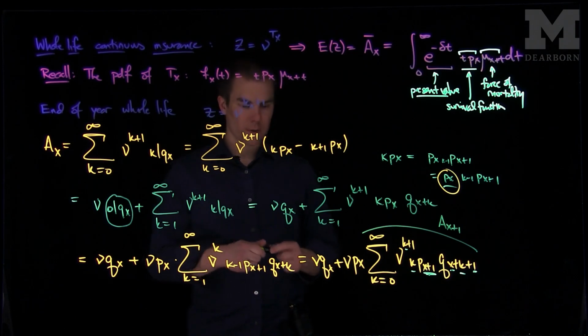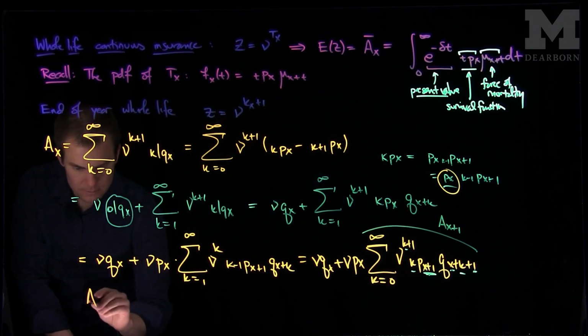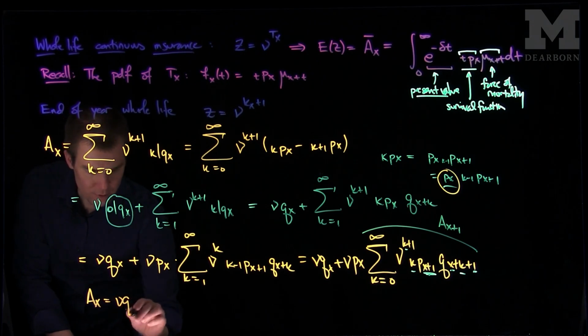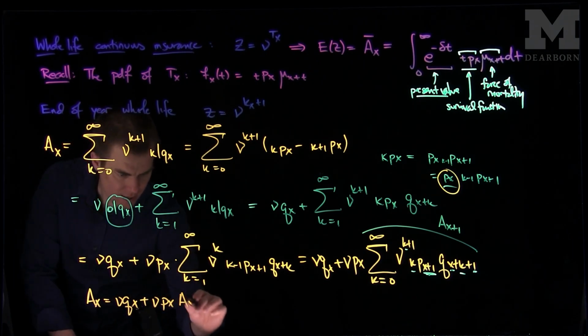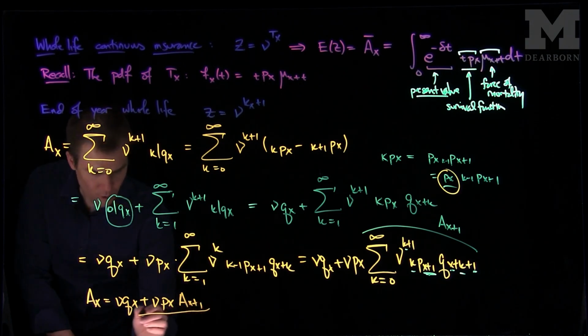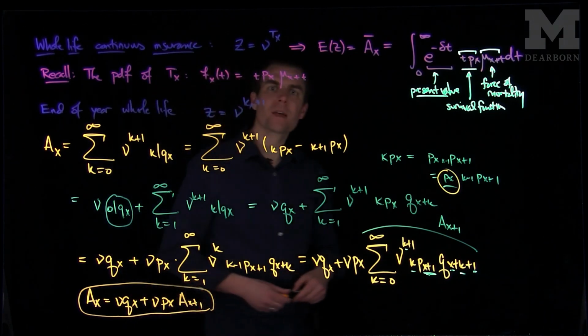And so now we have the following recursion formula. The formula is that A_x is v q_x plus v p_x A_{x+1}. This is my one-step recursion formula for discrete whole life insurance. Thank you very much.